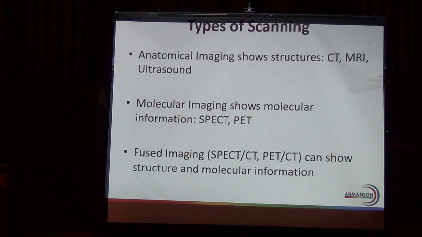Then over the last decade or so, these two imaging modalities have evolved to become what we call fused imaging. So this is SPECT CT, where you combine SPECT with a CAT scan, and more importantly, PET CT, which combines positron emission tomography with computed tomography. So these scans, these fused images, can show us structure from the anatomical imaging information fused with molecular information from the molecular imaging modality.